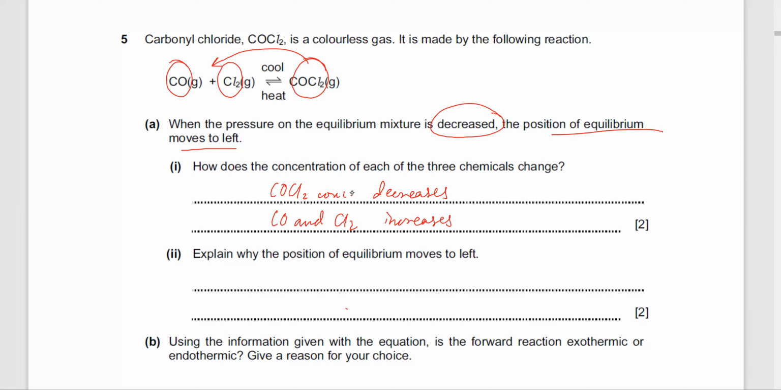Because there's less gas molecules on the other side. नहीं, if you decrease pressure तो कौन सी साइड फेवर होती है? More gas. But if you decrease pressure, more gas mole side is favored. I mean, more gas would be produced. ठीक है, clear है बात?